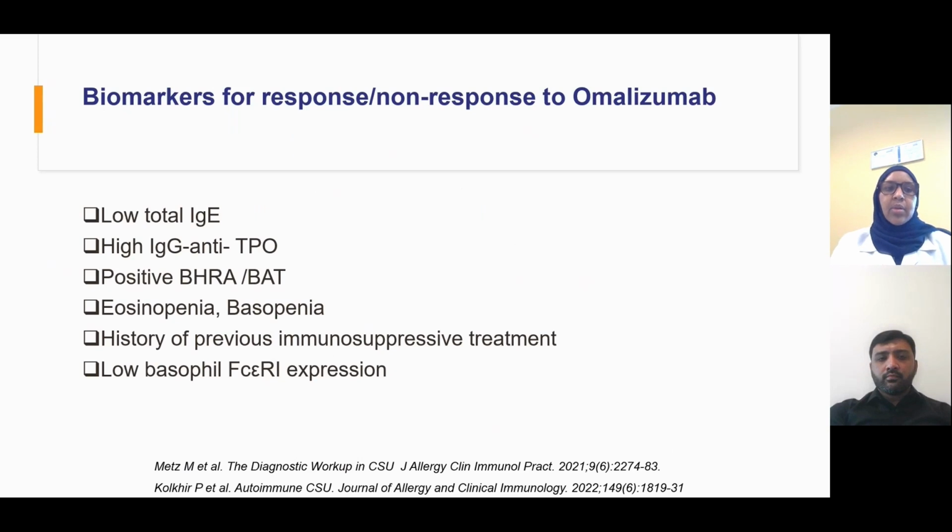So Ramzy, please tell us about the biomarkers for response and no response to Omalizumab.